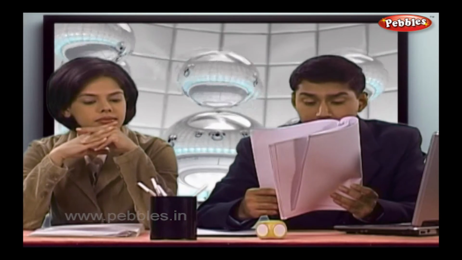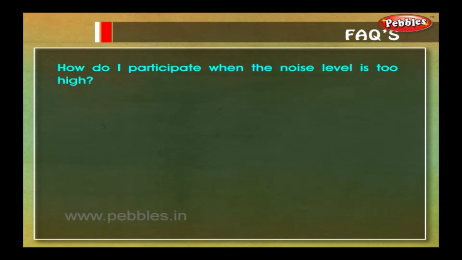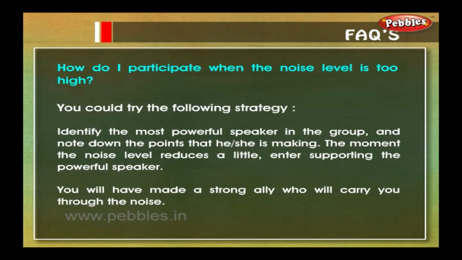How do I participate when the noise level is too high? You could try the following strategy. Identify the most powerful speaker in the group and note down the points that he or she is making. The moment the noise level reduces a little, enter supporting the powerful speaker. You will have made a strong ally who will carry you through the noise.